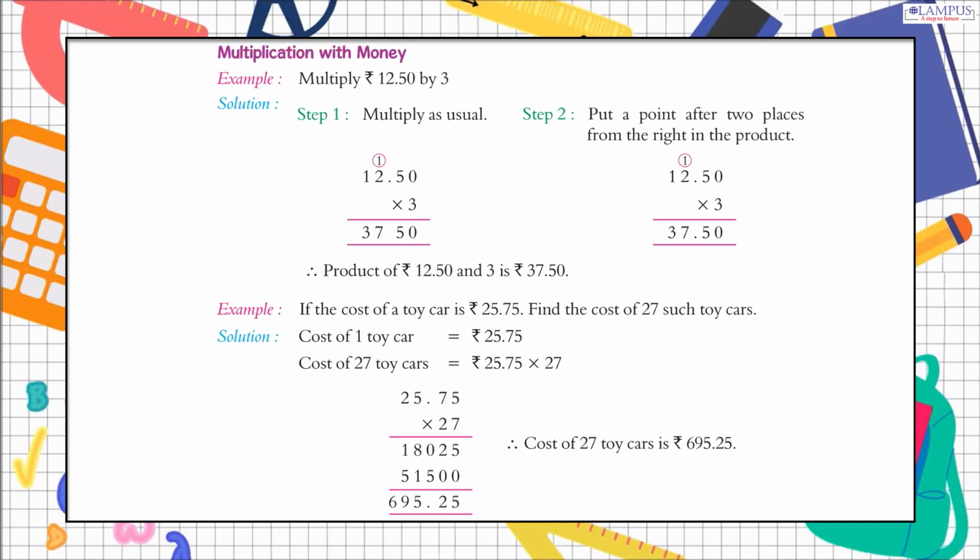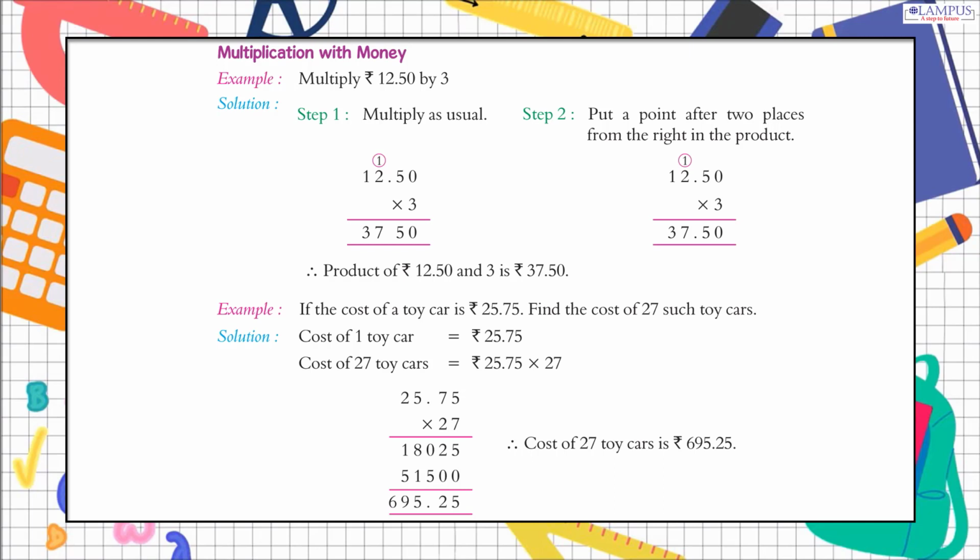Multiplication with money. Example. Multiply rupees 12.50 by 3. Solution. Step 1. Multiply as usual. 1250 times 3 equals 3750. Step 2. Put a point after two places from the right in the product. 3750 will become 37.50. Therefore, product of rupees 12.50 and 3 is rupees 37.50.